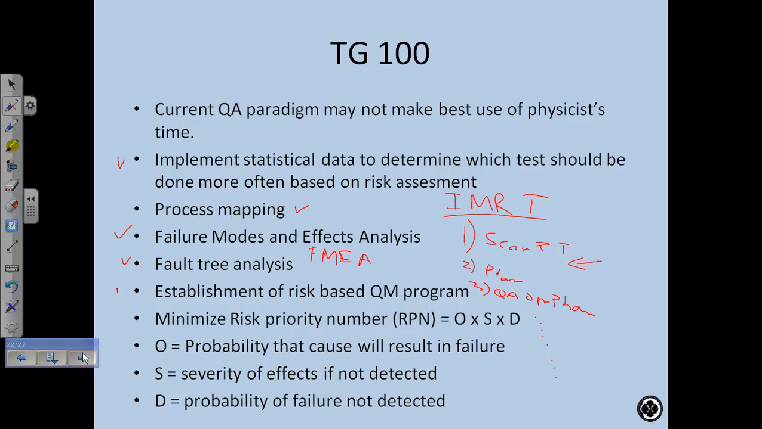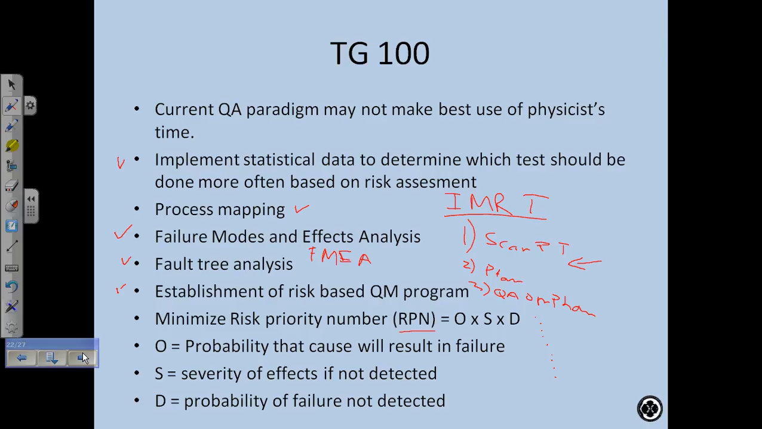Establishment of a risk-based QM program. So now we're assigning risks to all of those steps. How risky is each of those errors? And then they've called this RPN. They've come up with this risk priority number, and we want to minimize this risk priority number. So this is where it gets a little more quantitative. The risk priority number is equal to O times S times D.